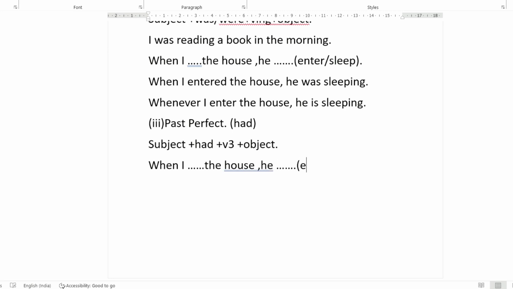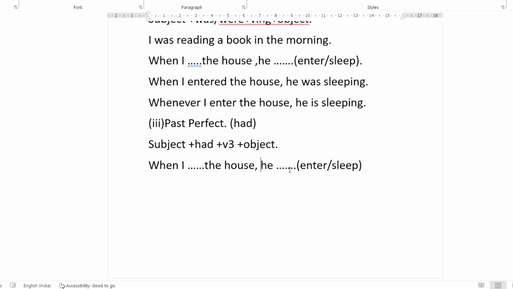Okay, and the word is enter and sleep. So the action which took place prior, which took place before the other one, will be written in past perfect. Okay, so when I entered, he had slept. Understood? So the action which took place before will be written in past perfect, and that is why it is known as past of the past.